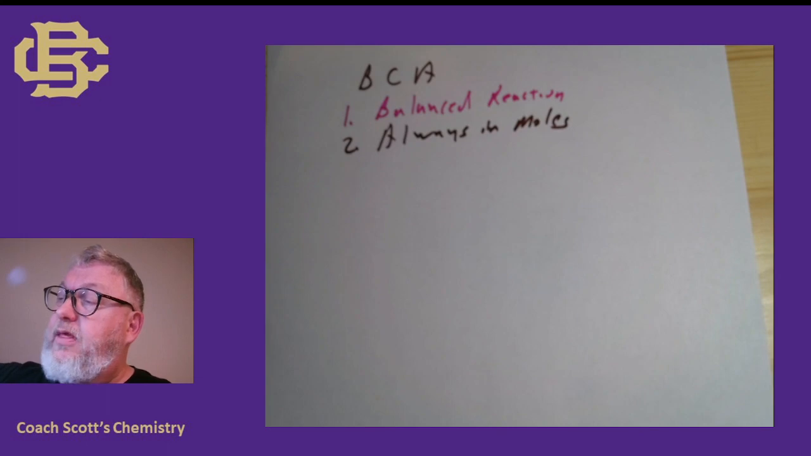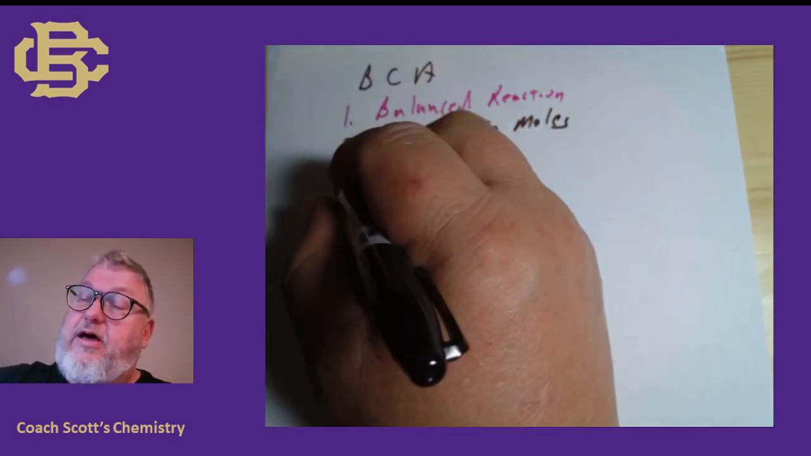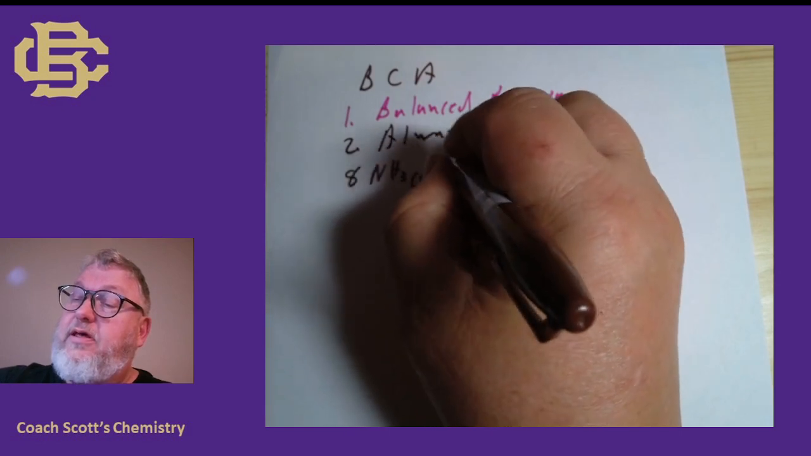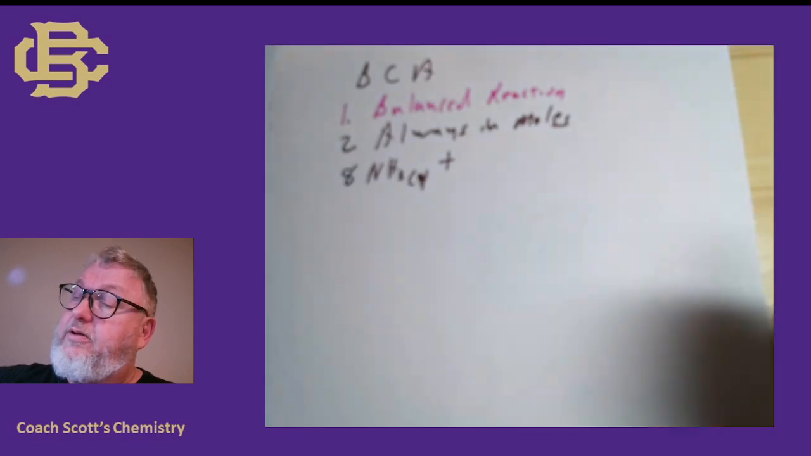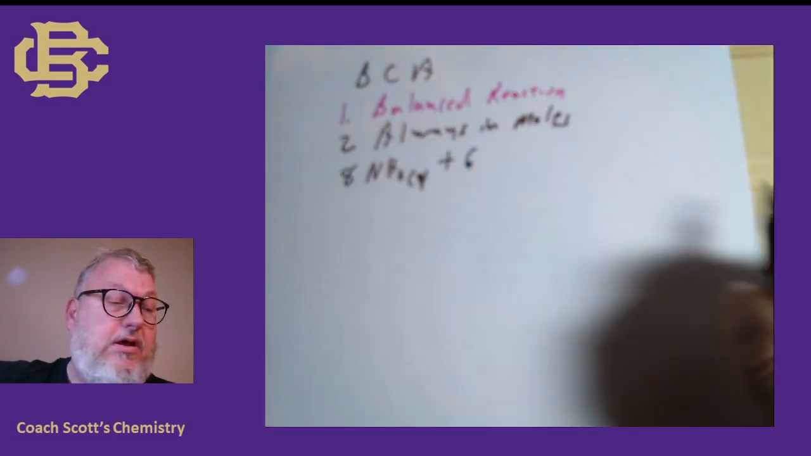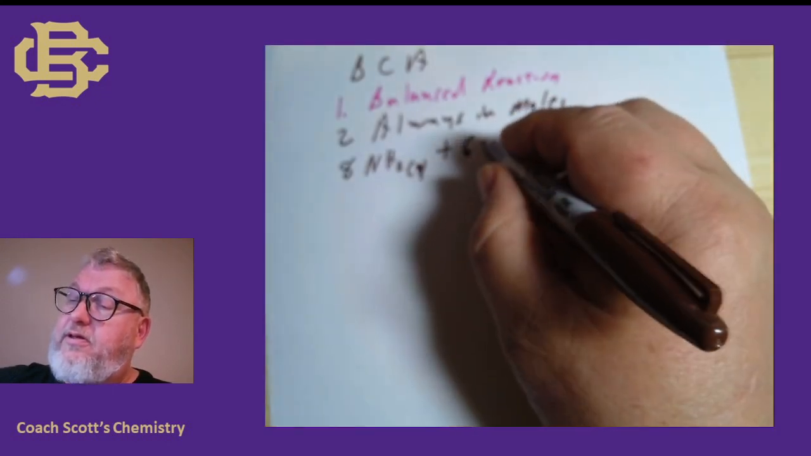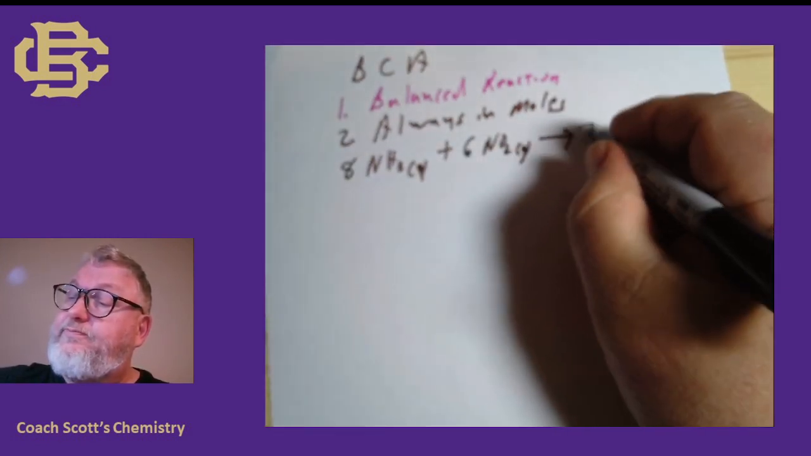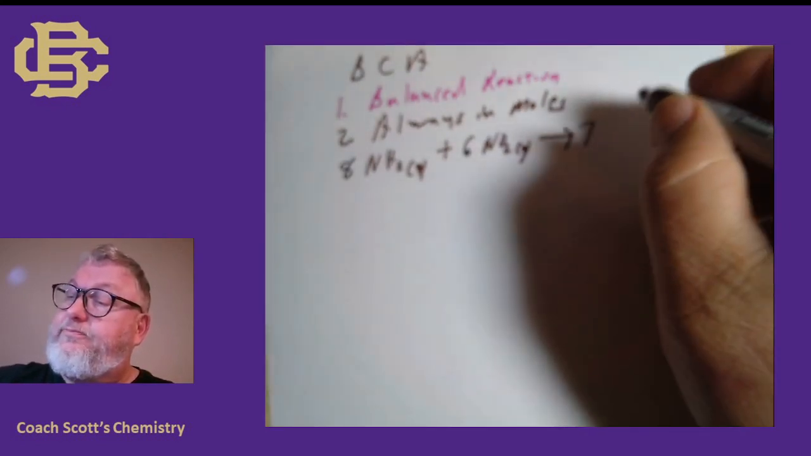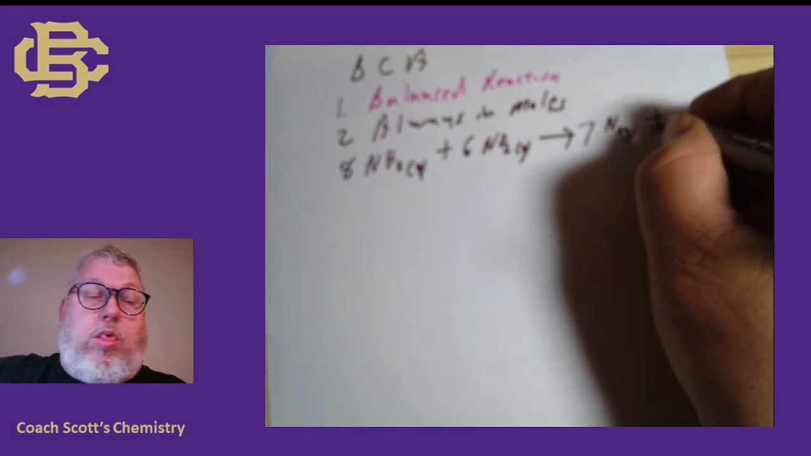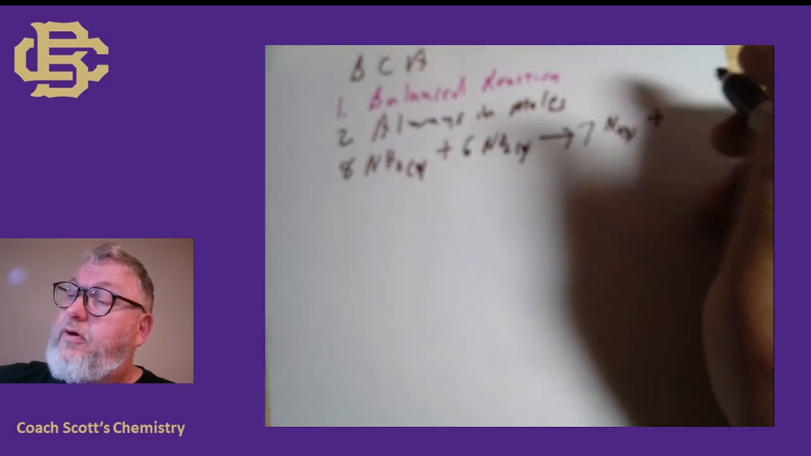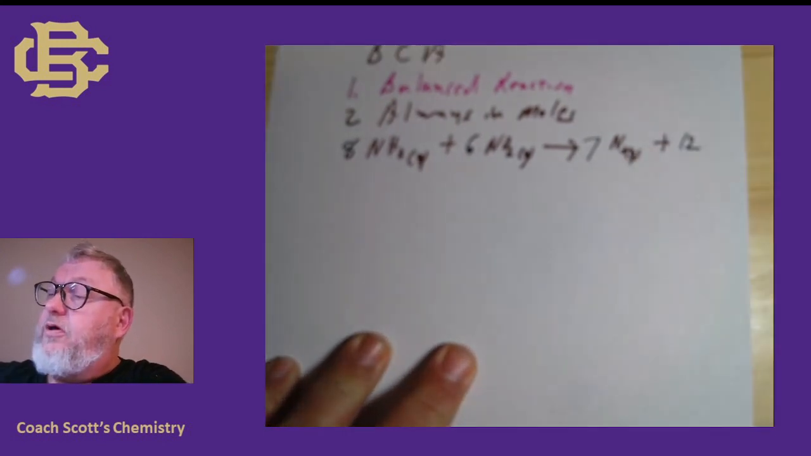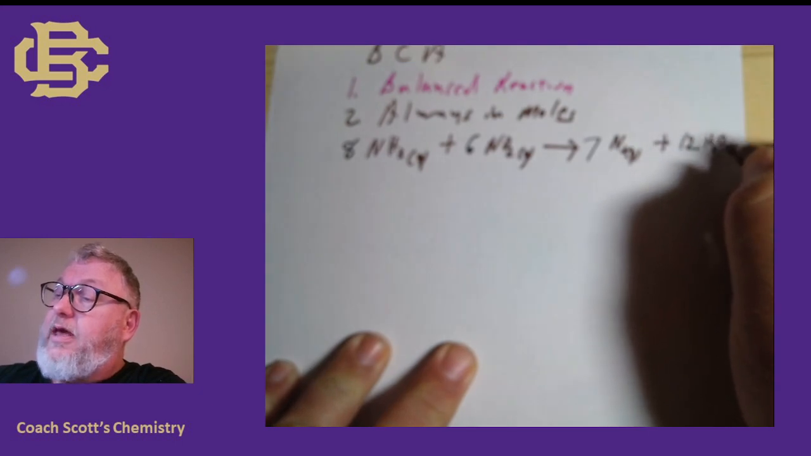Let's look at one of these from a little study guide. So I've got 8 moles of NH3, that's ammonia gas. And if I react it with 6 moles of nitrogen dioxide, NO2 gas, it will yield 7 moles of nitrogen gas and 12 moles of H2O. Water vapor is a gas also.